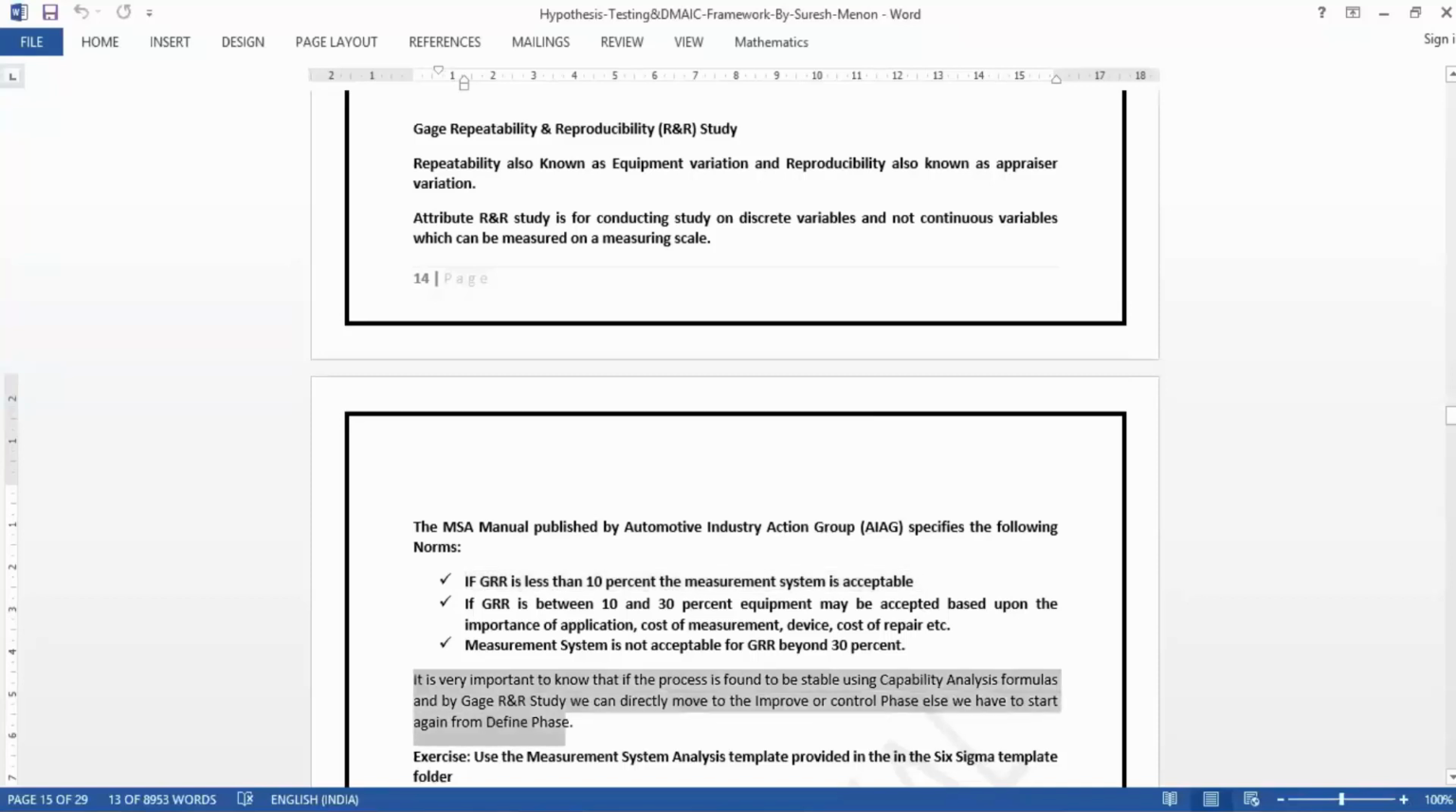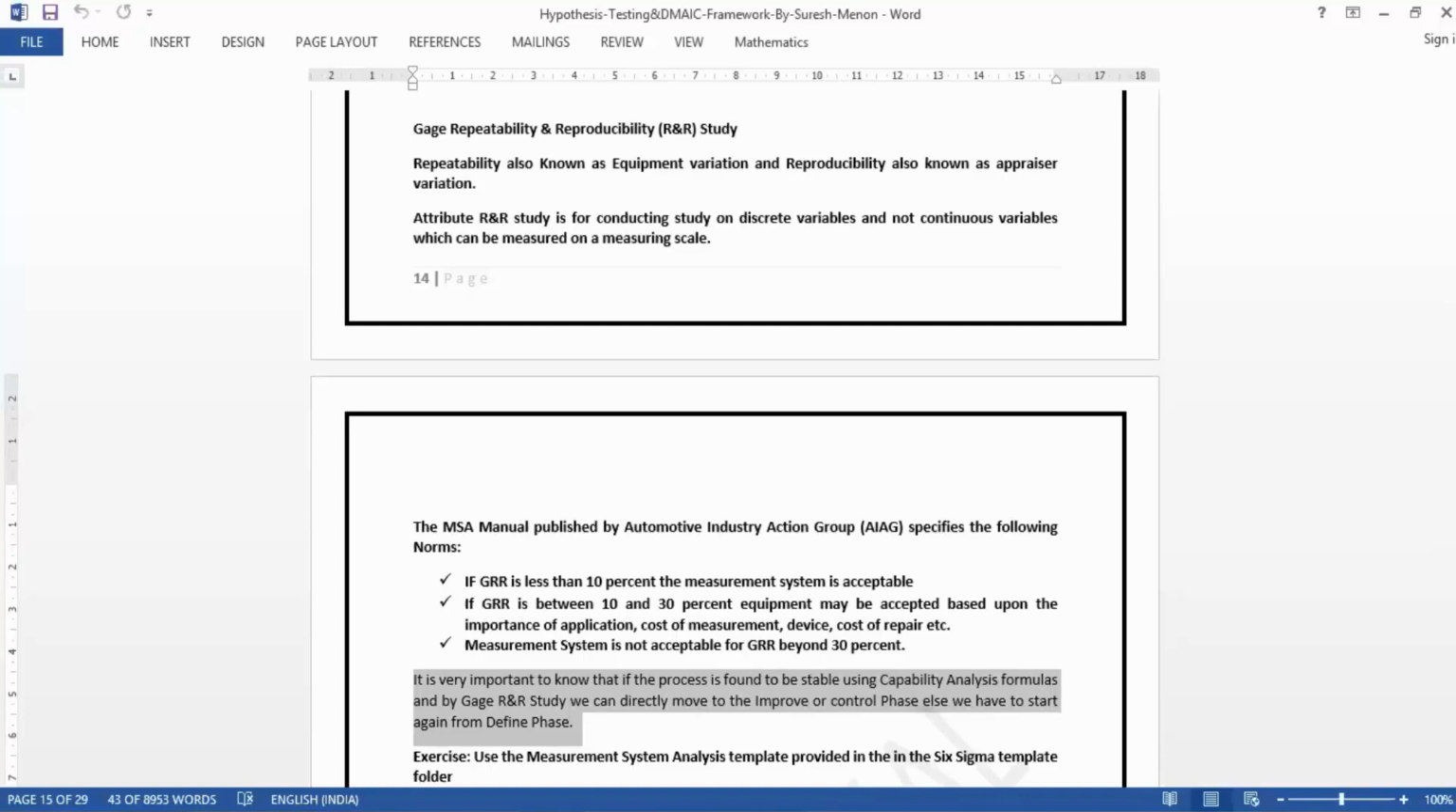See here, I have highlighted this part. Can you check what I have written? It is very important to know that if the process is found to be stable using the capability analysis formula and the gauge R&R study, we can directly move to the control phase. We can skip the improve phase. Else we have to start again from the define phase. If the process is not found to be capable by gauge R&R study or by the formula process capability equals upper specification limit minus lower specification limit divided by 6 times standard deviation, you have to go back to the define phase once again. You have to go back to the voice of the customer.